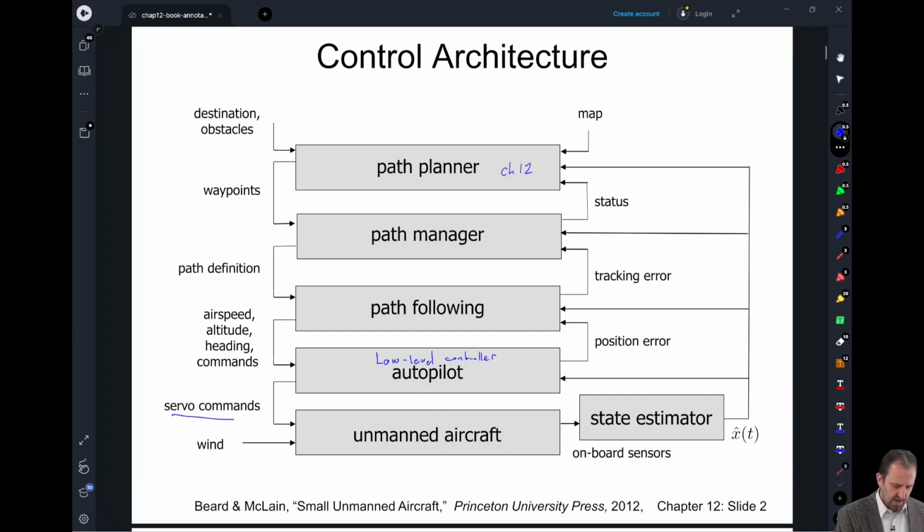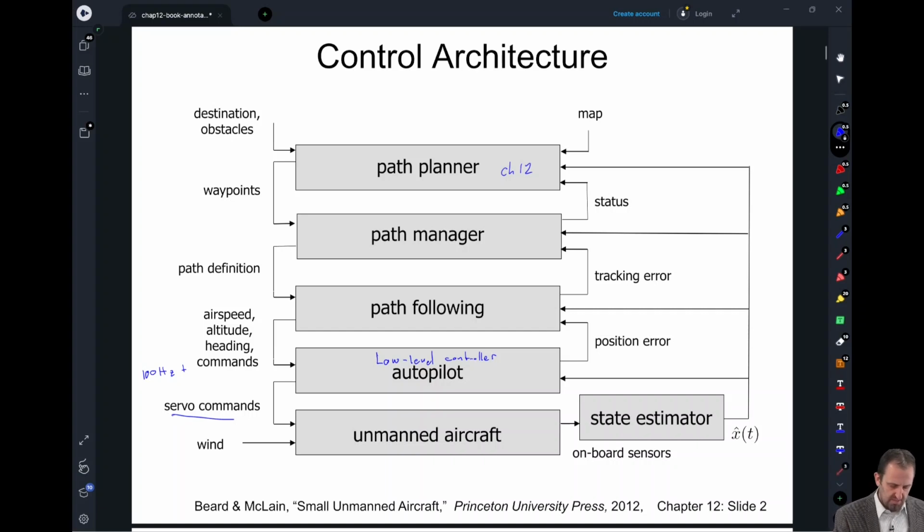Now the autopilot needs to be run at a fast speed, 100 hertz plus, right? So it needs to be running really fast, taking into account the airspeed, but also taking into account the full state of the system and trying to adjust the control to make sure that it's following those commands.